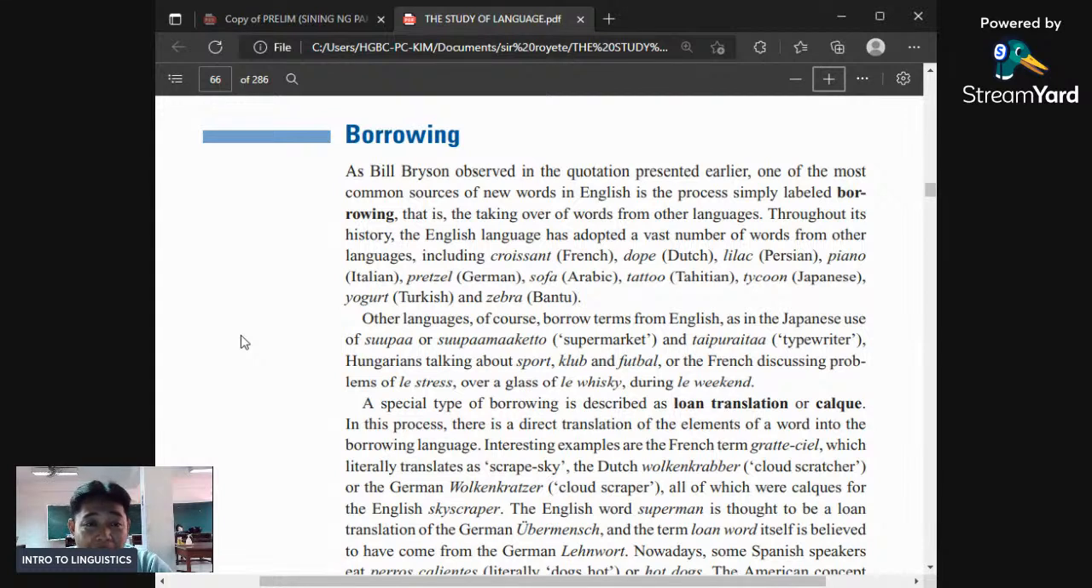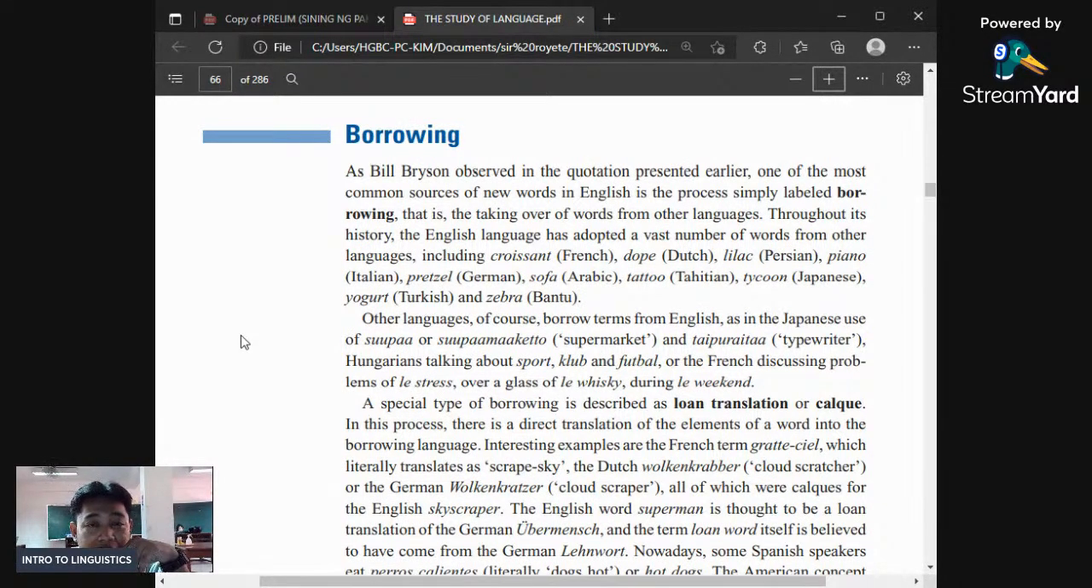So, as Bill Bryson observed in the quotation presented earlier, part of the most common source of new words in English is the process simply labeled as borrowing. What we saw earlier in the first part, coming from Dutch, influenced by Dutch words, that was borrowing done by the Americans. Or now, new words in English. So that is the taking over of words from other languages. Borrowing, right?